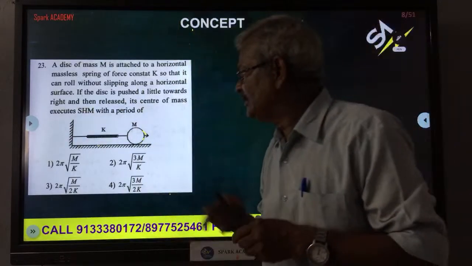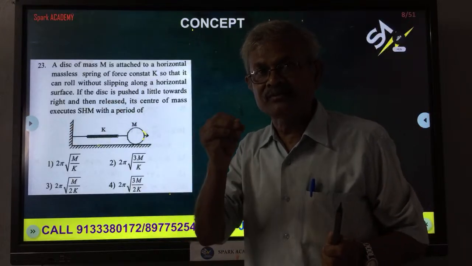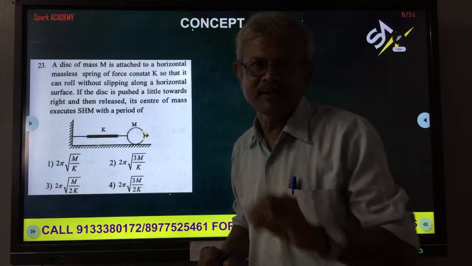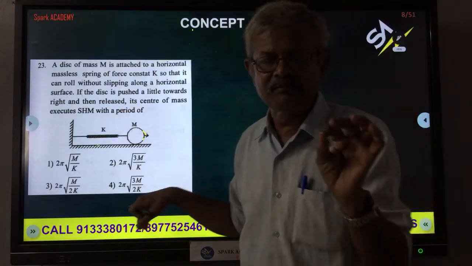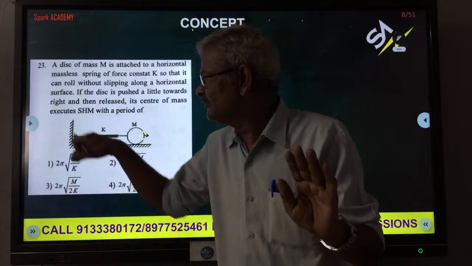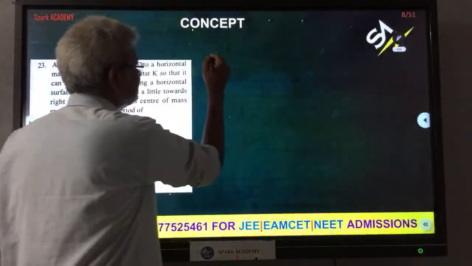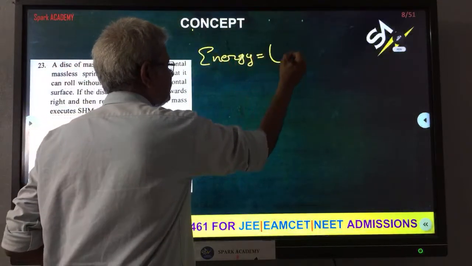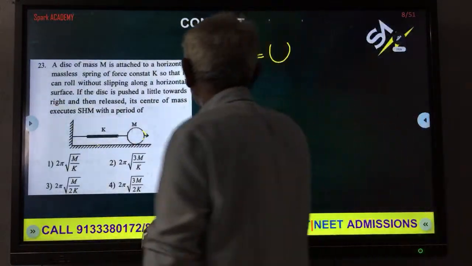Why have we chosen this? In physics, the majority of chapters are based on the law of conservation of energy. In SHM we know the formula T is equal to 2 pi root of m by k. No problem. Also using torque we can find the time period, and using linear acceleration also we can find it. But here what we will be using is that when you give it a push, you are giving it some energy. Suppose we call that energy U. With that energy, what is happening here?